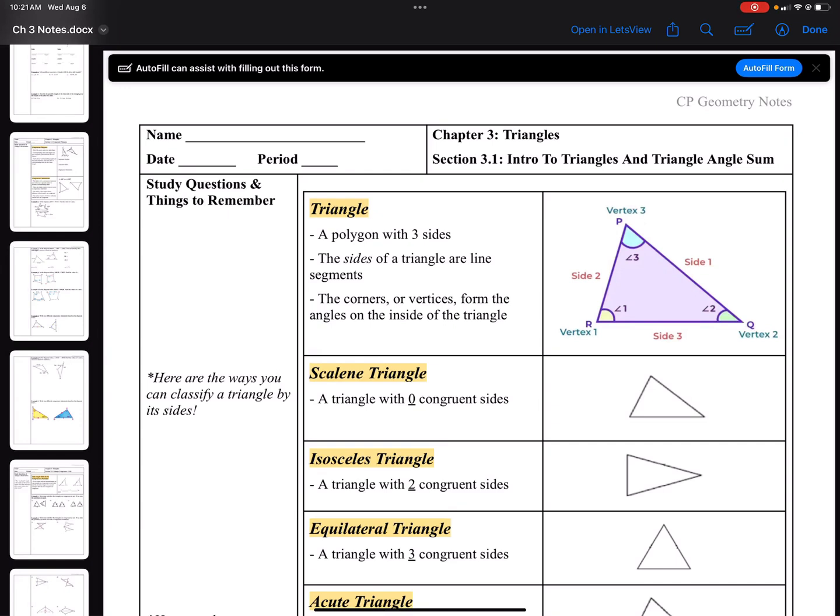Chapter 3, Triangles. 3.1, Introduction to Triangles and the Triangle Angle Sum.